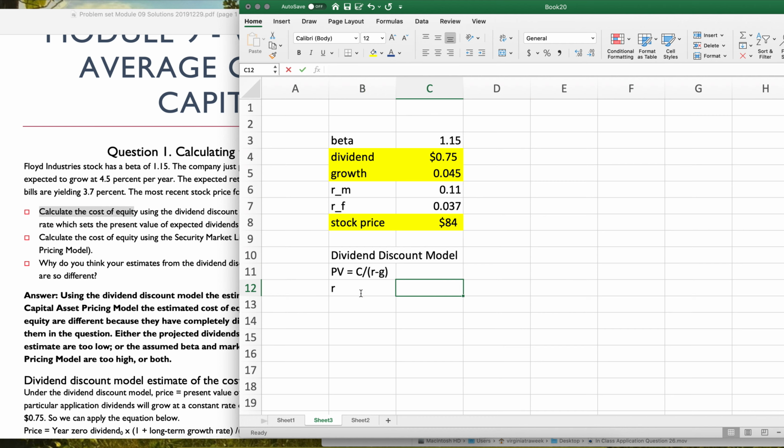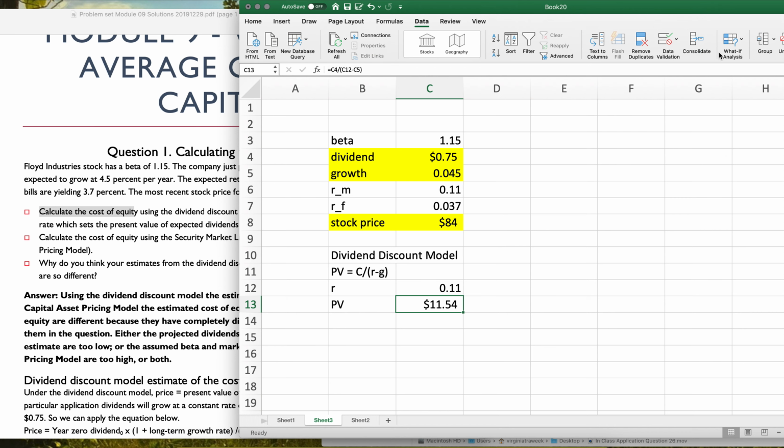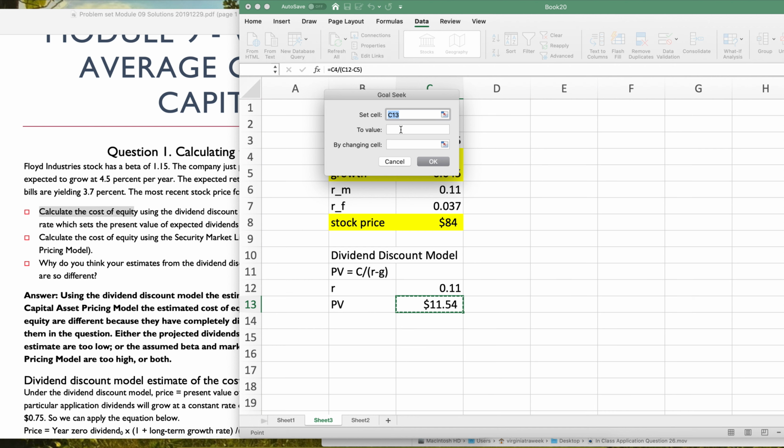So I'm going to guess that R is 11%. And then I'm going to calculate the PV using R and the growth rate and the dividend. And then I'm going to try to figure out what R gets me the stock price of 84. So what we're going to do here is 75 cents divided by R minus G. Notice that this does not equal 84, and there's a reason for that, because that is not the correct discount rate. So we're going to goal seek.